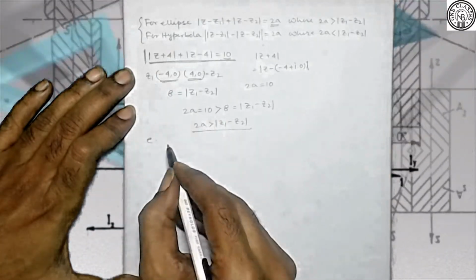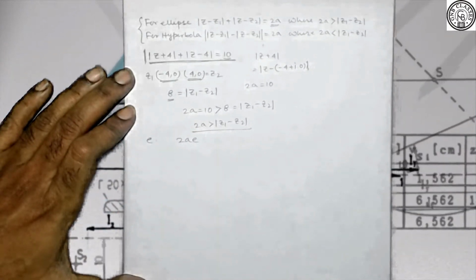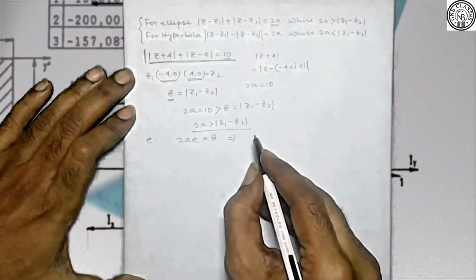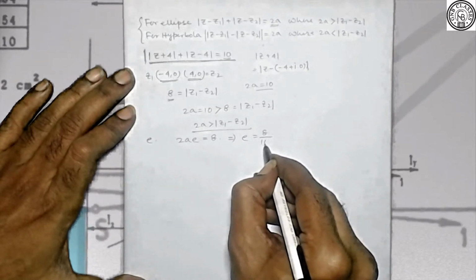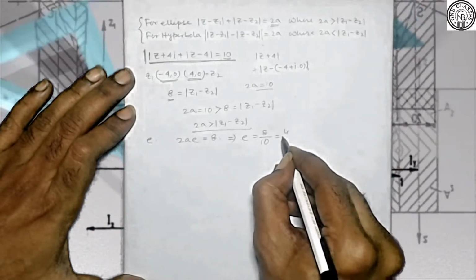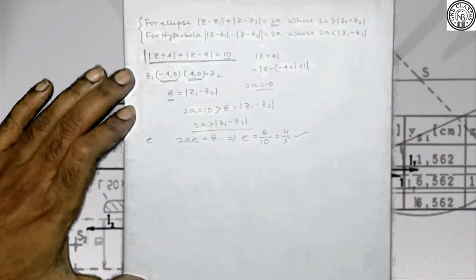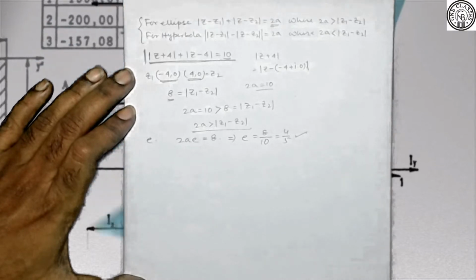The distance between the foci, which is equal to 8, is nothing but 2ae. So 2ae is 8. That implies 2a is 10. So e will be nothing but 8 by 10. That gives us 4 by 5. So the eccentricity of the ellipse is 4 by 5. Okay. Now you can find out everything regarding that.